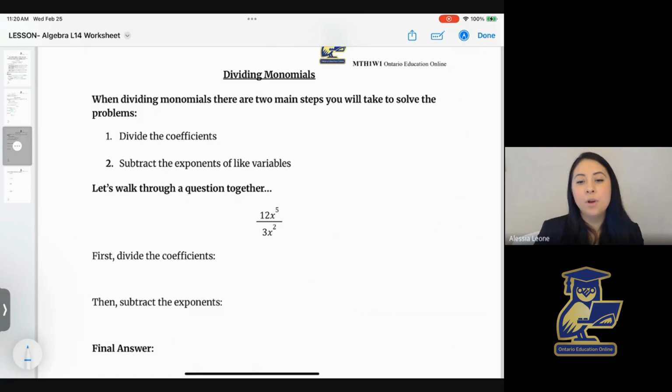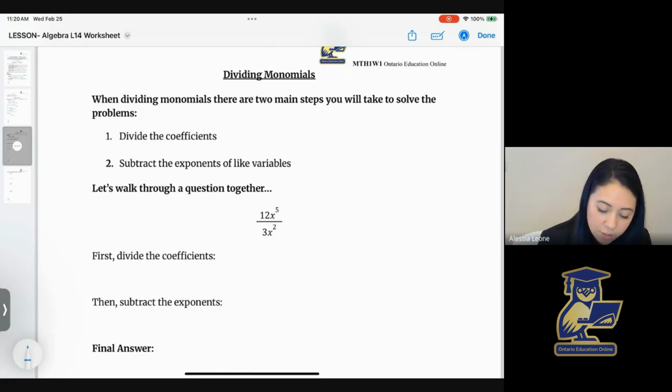So when we divide monomials, there are two main steps you're going to take to solve that problem. Very similarly to the multiplication. First, you're going to divide the coefficients. You're going to divide the big numbers. And then we're going to remember back to our exponent laws for division. And we are going to subtract the exponents.